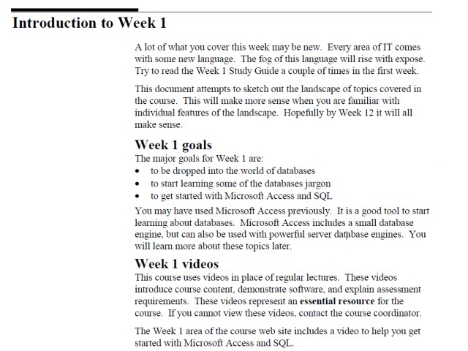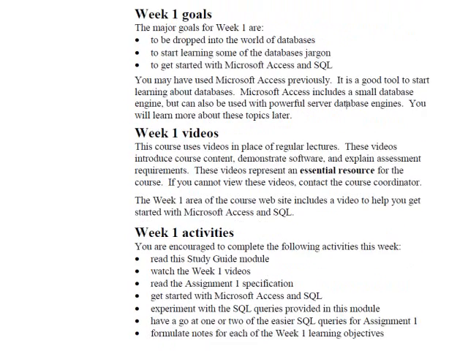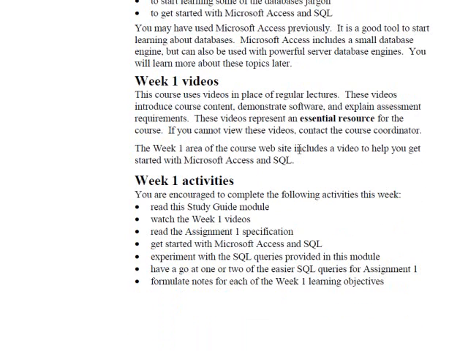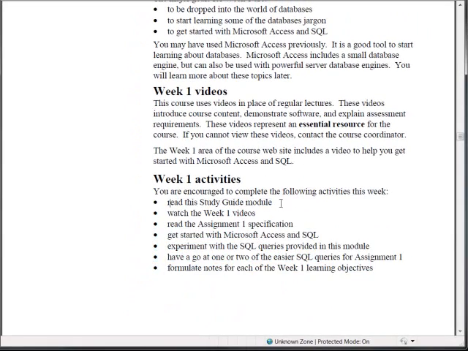The study guide in week 1 mentions the fact that the videos that are provided in the course are essential resources. You need access to those resources. And then here, these are the activities for week 1. So you need to read the study guide, watch week 1 videos, read the assignment 1 specification. So this is part of getting started with assignment 1. You need to get rolling with Microsoft Access and SQL. You need to experiment with the SQL queries that we provide in this study guide module. And then you can actually get started with assignment 1.